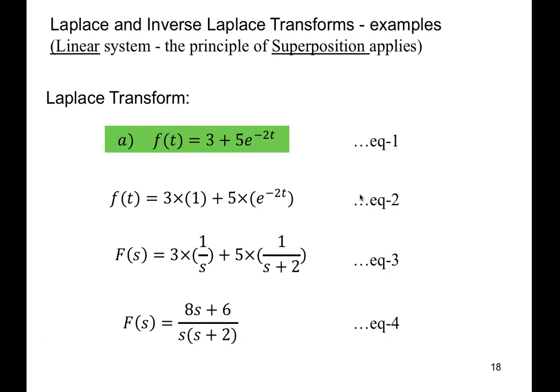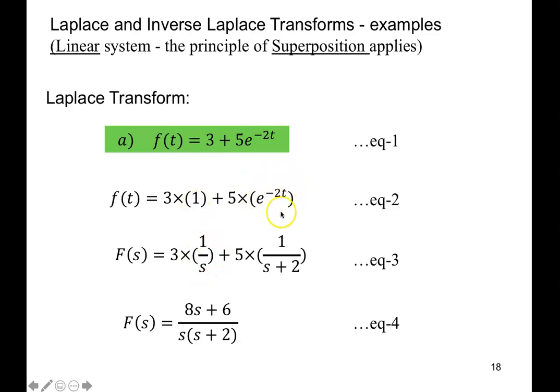For example, I have a function here in equation number 1: f(t) equals 3 plus 5 times e to the power of minus 2t. I need to find the Laplace transform of that f(t). Now I can reformat this into 3 times 1, that's the first term, plus 5 times e to the minus 2t in the bracket. The Laplace transform of 1 is 1 over s.